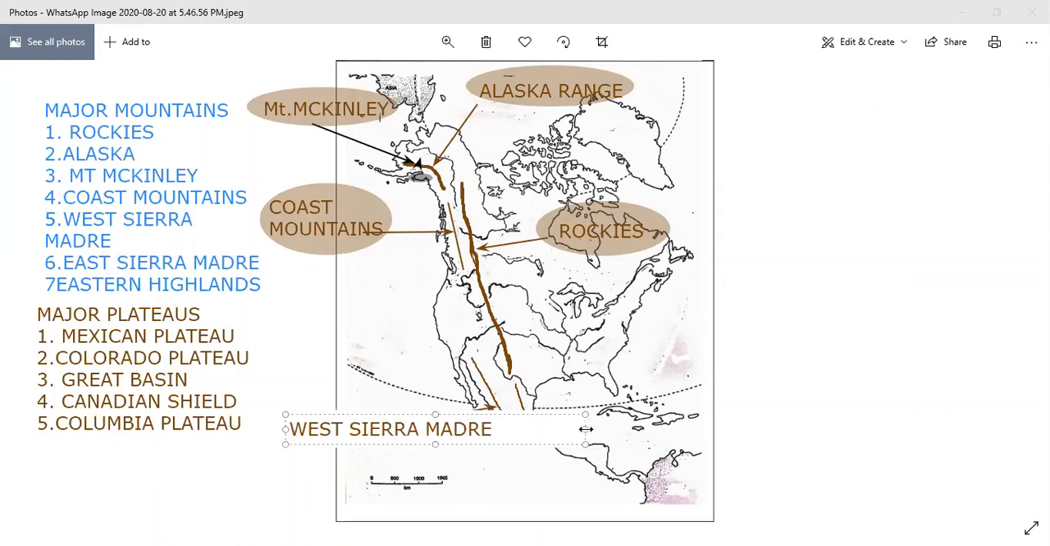Okay. They have different names also in North America. The West Sierra Madre is known as Sierra Madre Occidental. Okay, they're known by this name. West Sierra Madre is known as Sierra Madre Occidental, and East Sierra Madre is known as Sierra Madre Oriental. Okay, so these are the names given to them. This is West Sierra Madre, and this one is East Sierra Madre.